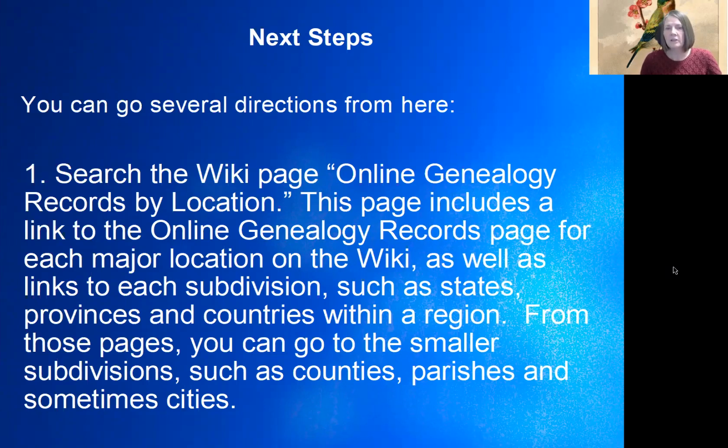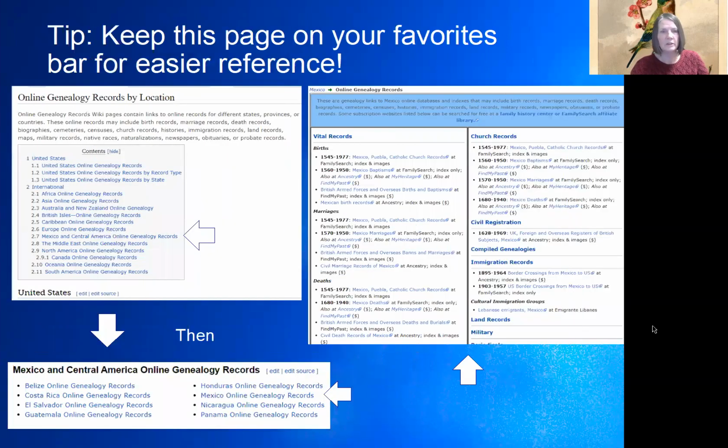This page includes a link to the online genealogy records page for each major location on the wiki. So you don't have to go to the page and then look for it and then go to that page. It just gives you a really comprehensive list. And it also gives links to each subdivision that's on the wiki, such as states or provinces or départements. So from those pages, when you get to the country page or whatever database page you're on, you can go to the smaller subdivisions, counties, parishes, and churches and things like that.